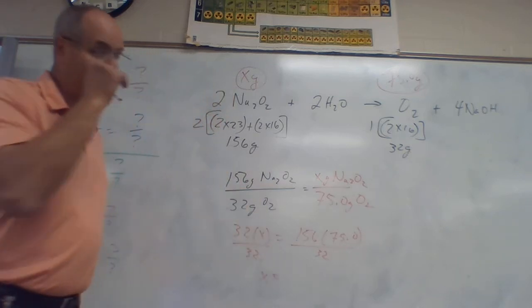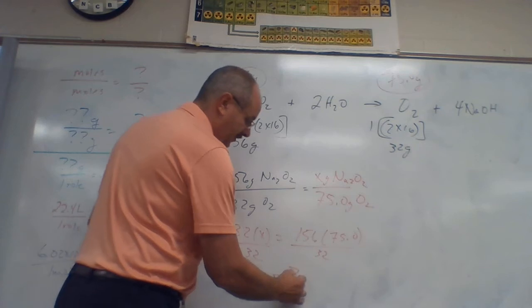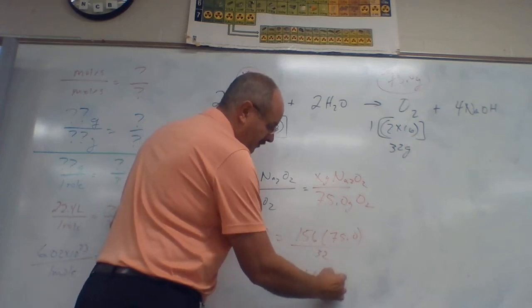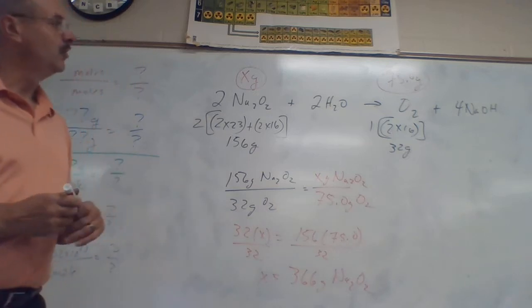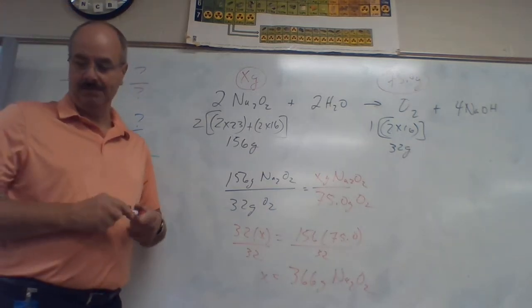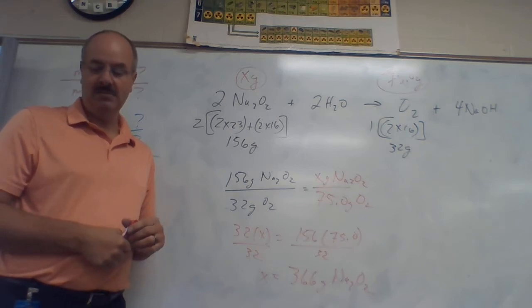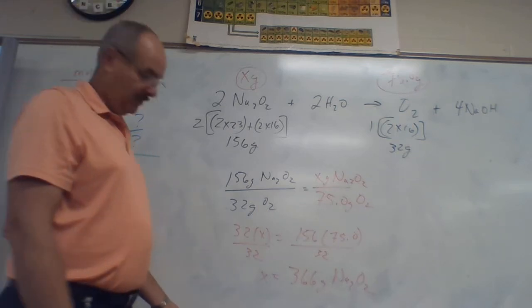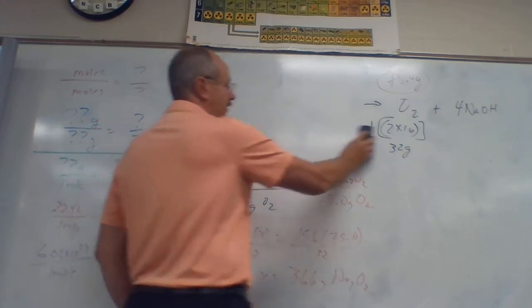And X equals 366. So 366 grams of Na2O2 will make 75 grams of oxygen. All right, that concludes number 3. Okay, so now we'll move on to number 4. All right, number 4, so we got a new recipe, so we got to change this again.